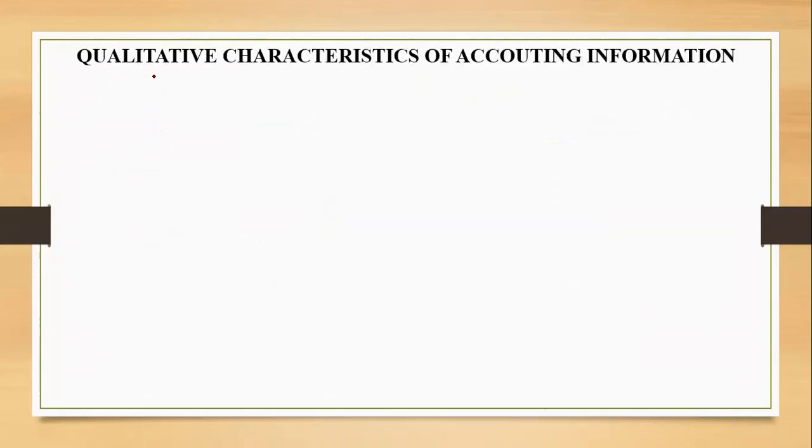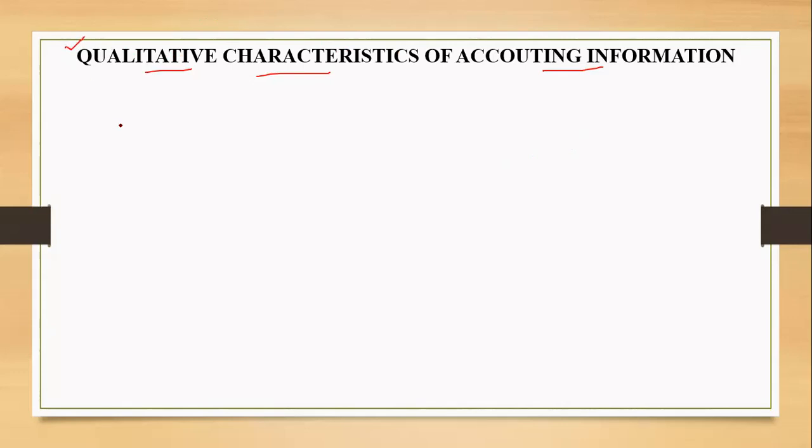After the various users, we have some qualitative characteristics of accounting information. अकाउंटिंग इन्फॉर्मेशन क्या होता है, क्यों लिखना होता है, क्या एडवांटेजेस हैं, लिमिटेशंस हैं, किस किस के काम आता है. These topics have been covered till now. But moving into the chapter ahead now, the next topic is a very important topic, that is qualitative characteristics.